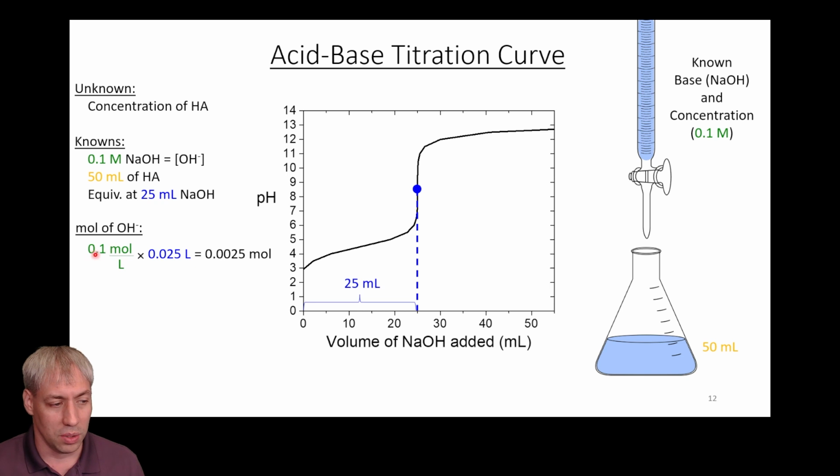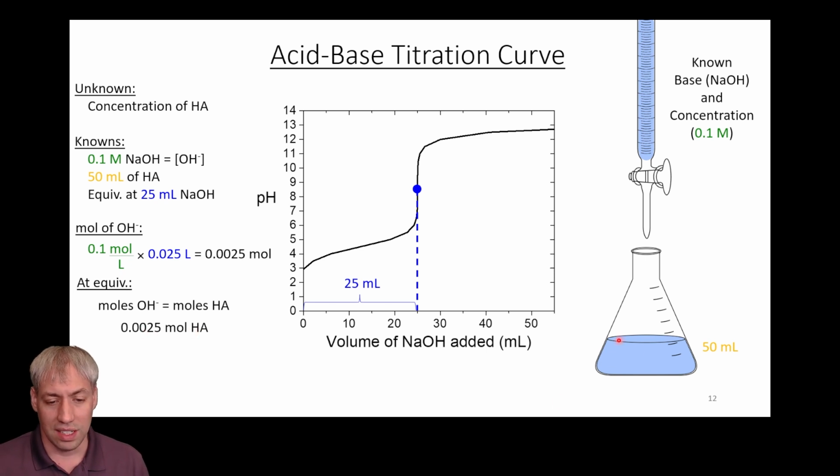And so we know we started with a 0.1 molar per liter solution. We added 0.025 liters, or 25 milliliters. And so it means the amount of OH we had to add to reach that point is 0.0025 moles. That's how many moles of NaOH we added. And so because we know at the equivalence point the moles of OH minus equals the moles of HA, it means the amount of moles of HA in this solution was 0.0025 moles of HA. And since we know the volume of that initial solution, the original concentration of HA was 0.05 molar.